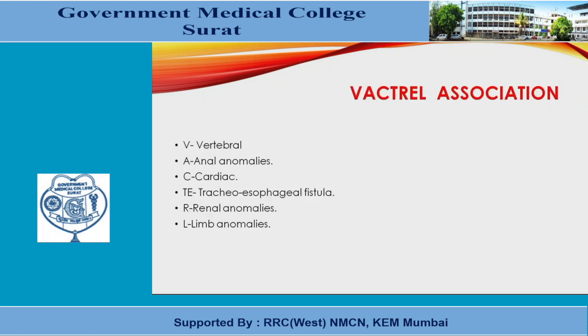Now we will see two associations, VACTERL and CHARGE association. In VACTERL association, there is usually an association of V for vertebral anomalies, A for anal anomalies, anorectal malformation, C is for cardiac anomalies or congenital heart disease, T is for tracheoesophageal fistula, R is for renal anomaly, and L is for limb anomalies. Next is CHARGE syndrome.